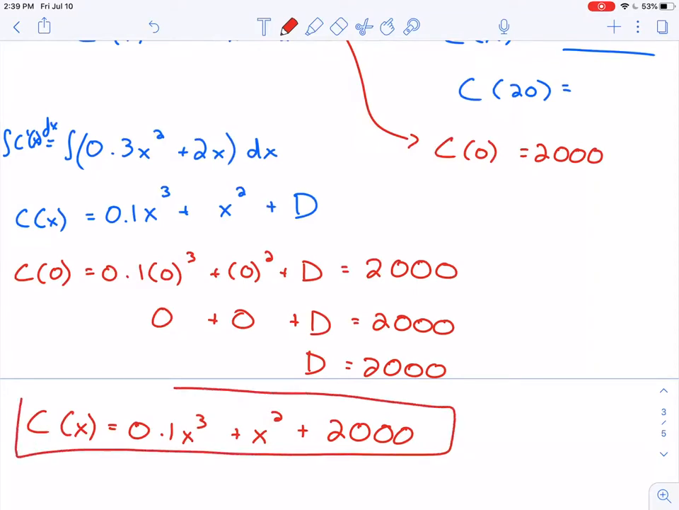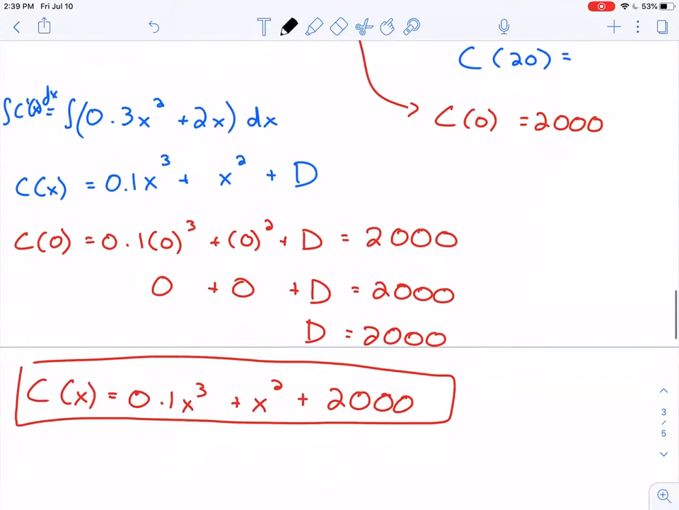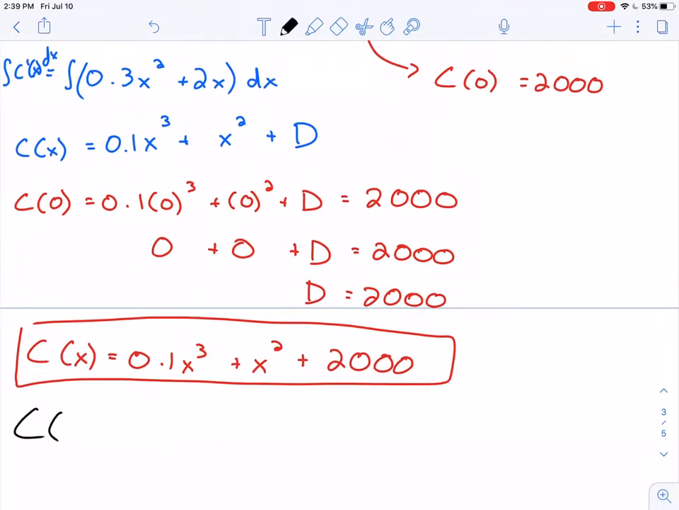Here's the first part of my answer. So find the cost function. We just did that. The other piece it wants, it says, and the cost of producing 20 units. This one is relatively straightforward. You're just going to evaluate this at x equals 20. So you're going to look at, well, what is c of 20? 0.1 times 20 to the third plus 20 squared plus 2,000, and you would go and calculate that. I'll leave that as an exercise for you to do.